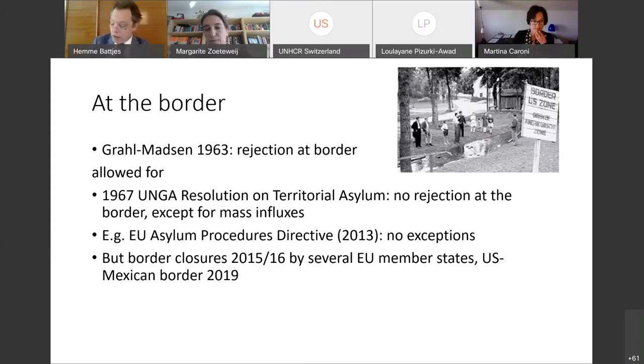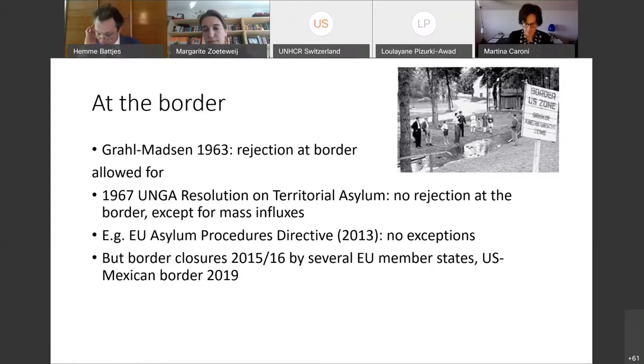In the meantime, it seems that not all states are ready to accept that, or at least to always abide with that. So in recent years, I think we have seen also in Europe more and more border closures, for example, during the so-called refugee crisis of 2015-2016. But also we can read daily about pushbacks by Greece or by Croatia.